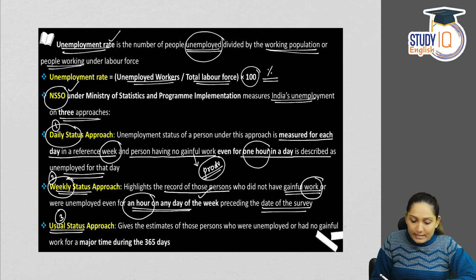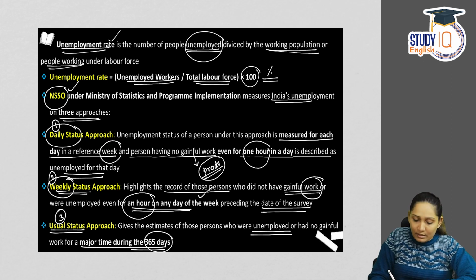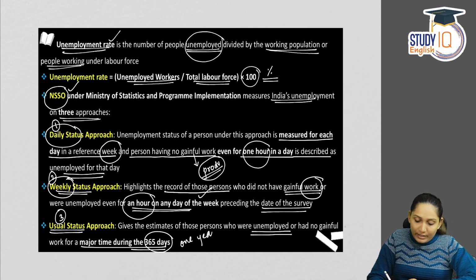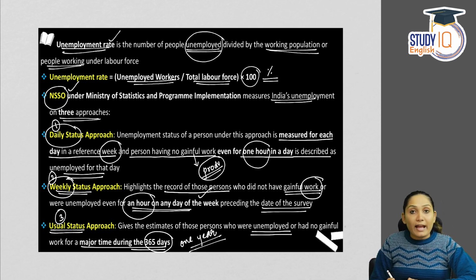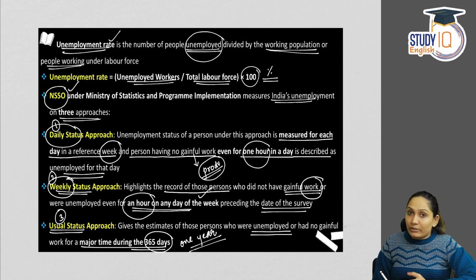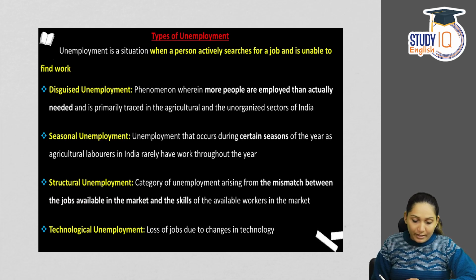The third one is the usual status approach, and it gives the estimates of those persons who were unemployed or had no gainful work for the major time during the 365 days, that is, at least half of the 365 days. Here the reference period is 1 year, and in this 1 year reference period, if a person did not have employment for at least half of the period, half of 365 days, then it is considered as unemployment in the case of the usual status approach. So these are the three approaches by NSSO for calculating the unemployment rate.